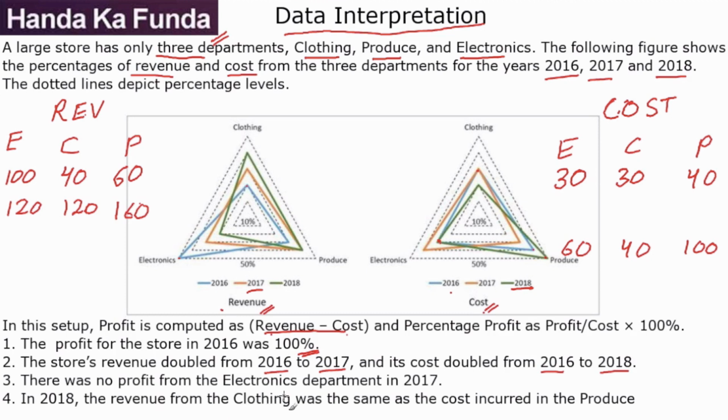There was no profit from the electronics department in 2017. In electronics, the revenue was 120. That means the cost of electronics in 2017 was also 120, only then we will have no profit.